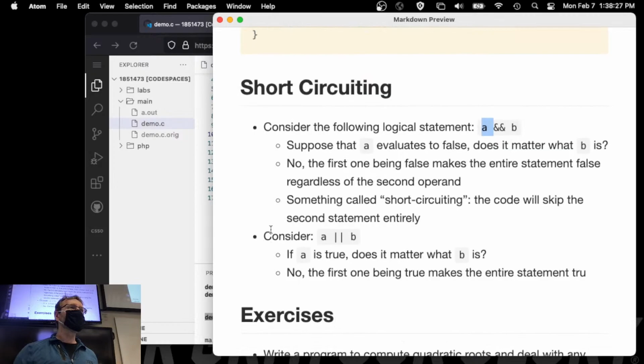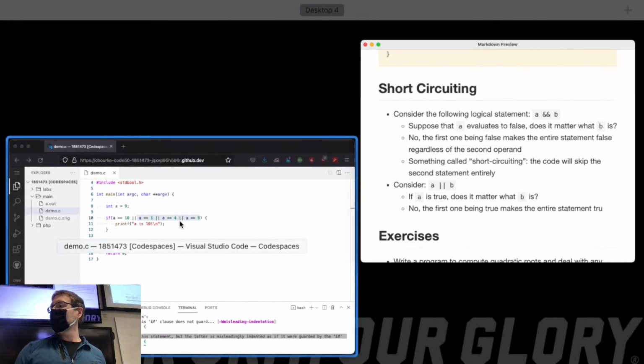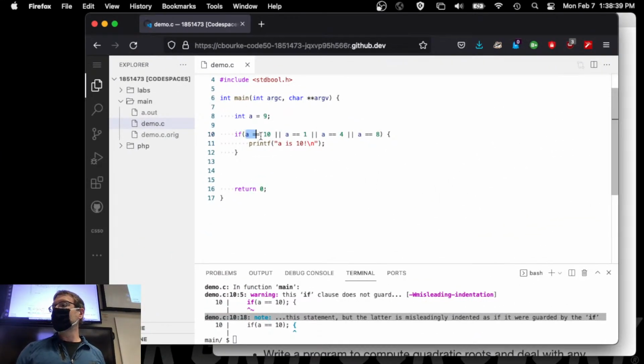Anyway, a short circuit in code is very, very similar. If it doesn't have to do work, it doesn't do that work. It goes the path of least resistance. So for this example over here, it goes left to right, and the first one that evaluates to true, it stops and doesn't even bother looking at the rest of it.